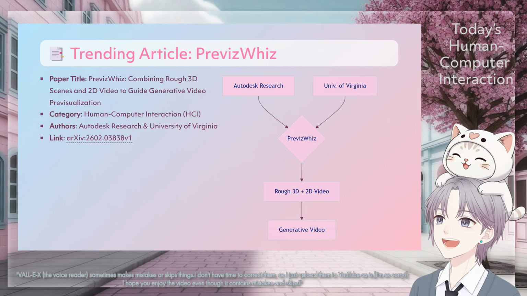We have a very interesting trending article from the archive today. It falls under the category of human-computer interaction. The title of the paper is PrevizWhiz: Combining Refined Scenes and Twide Video to Guide Generative Video Previsualization. The URL is worksieve.org, 26.2.3838. Now, let's dive into this. This paper was written by researchers from Autodesk Research and the University of Virginia.